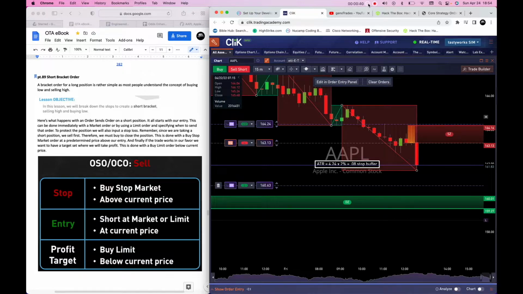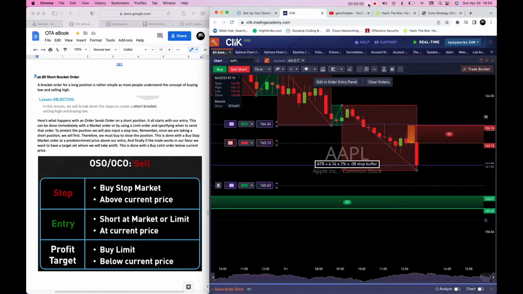Again, it all starts with our entry. This can be done immediately with a market order or by using a limit order and specifying when to send that order. To protect the position, we will also input a stop loss.